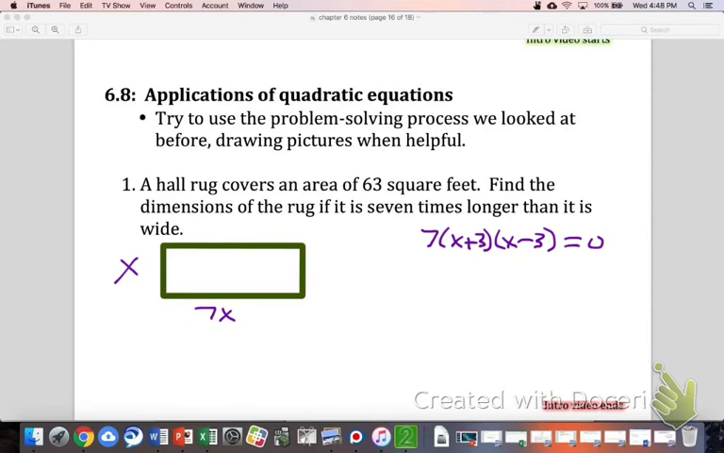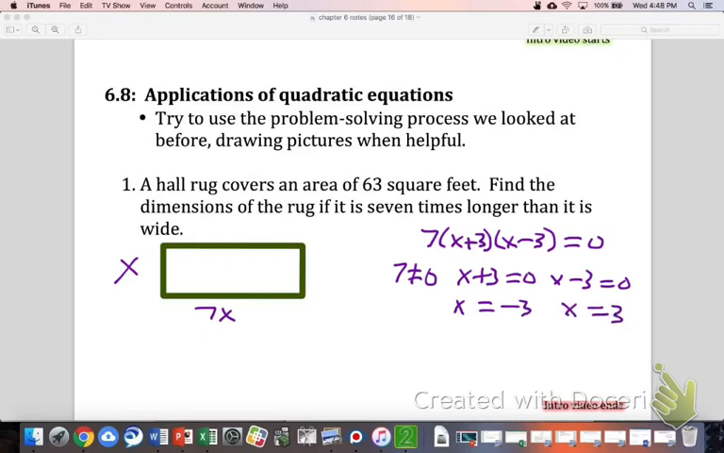So we're going to try to solve this quadratic equation, and we are going to use the zero factor property to do so. 7 doesn't equal 0, so that's not going to help us, but x plus 3 could equal 0, and x minus 3 could equal 0. We're going to solve those. With this one, we get x equals negative 3. Over here, we get x equals positive 3.